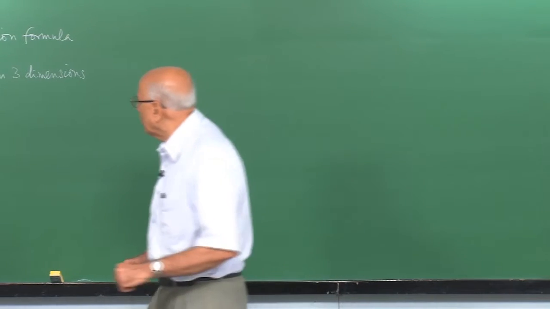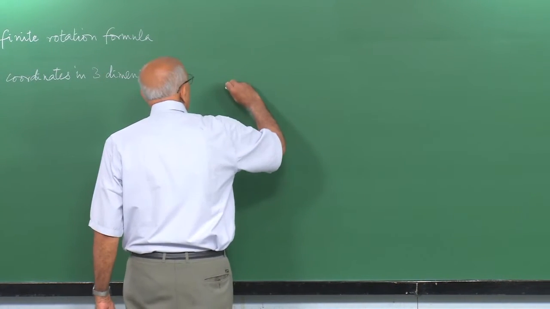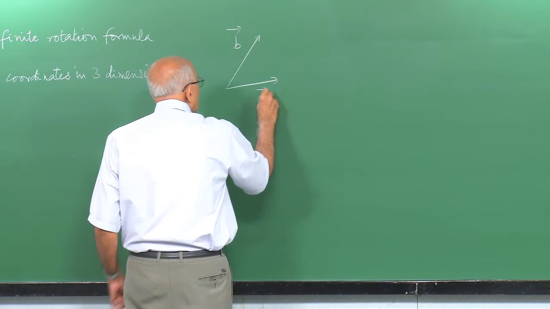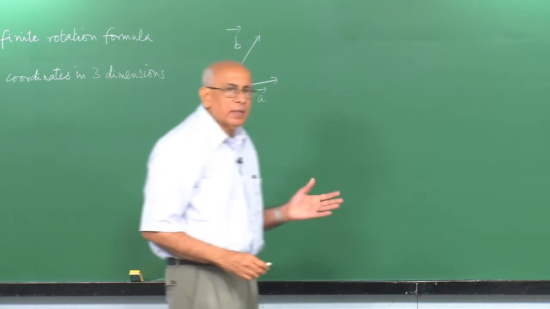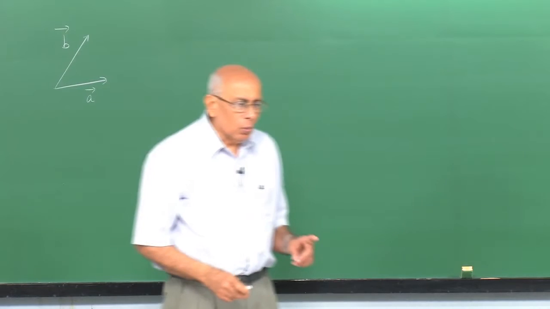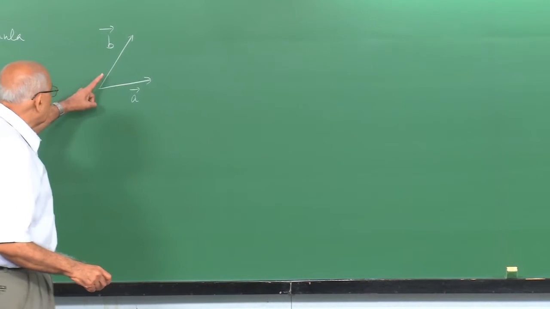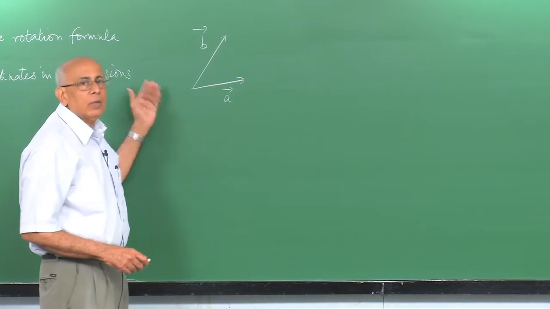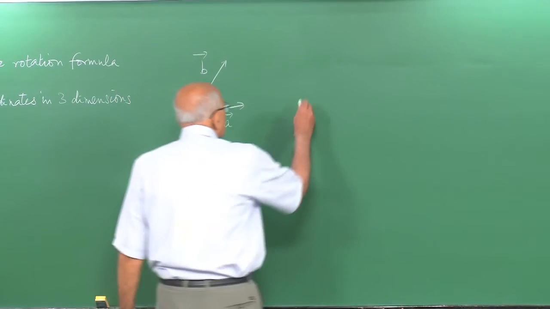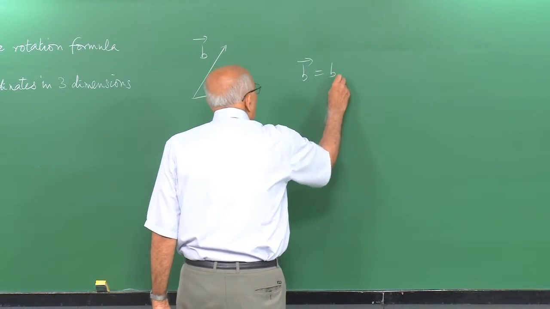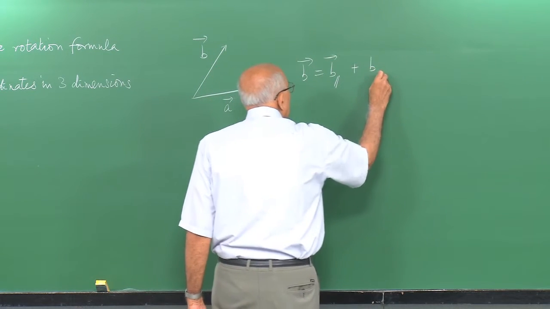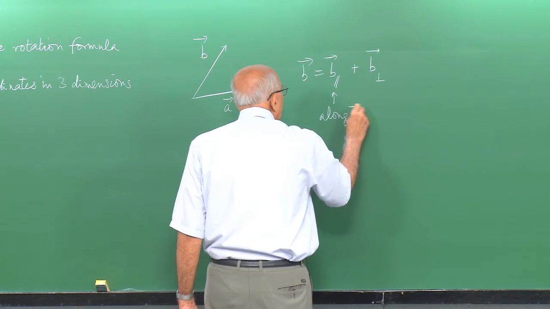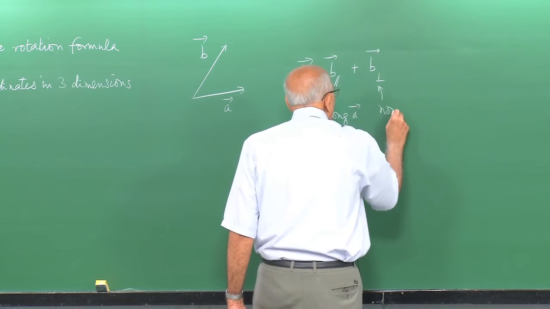And the first of these had to do with resolving a given vector B along some specific given vector A. So the question was, given two vectors in three-dimensional space, what is the way in which you can resolve this vector B into a component along the vector A and a component in a plane perpendicular to the vector A? And the answer was that you could write B as B parallel plus B perpendicular, and this was along A, and this component is normal to A.